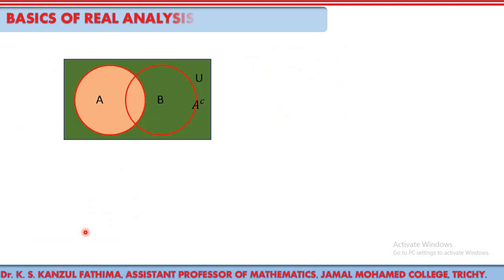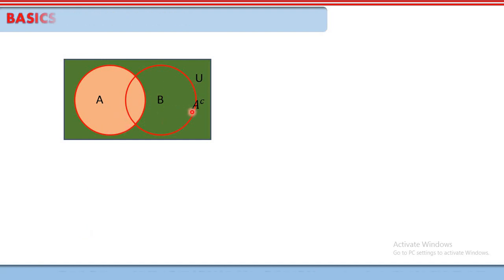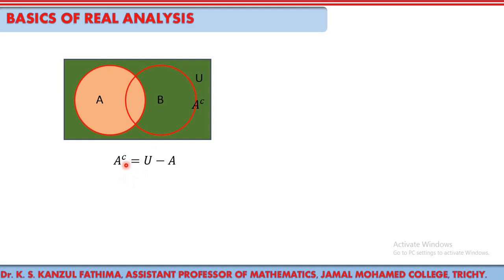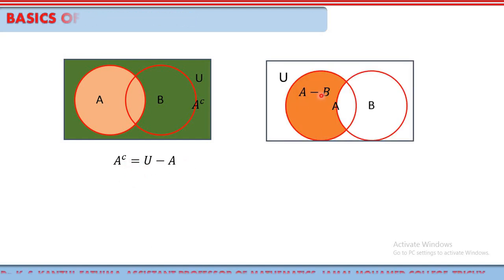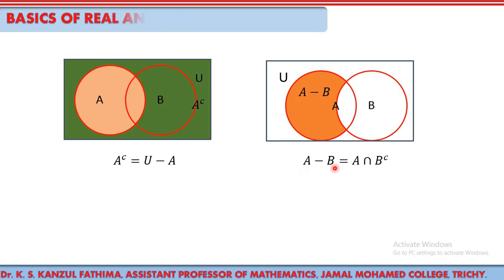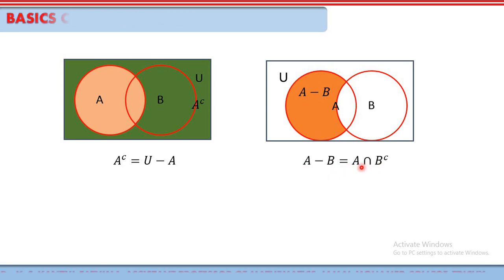Next one is complement. The complement of A is denoted by green color. That is, A complement equals U minus A. And A minus B is this portion. A minus B is also written as A intersection B complement.